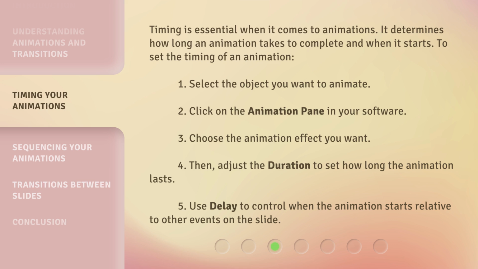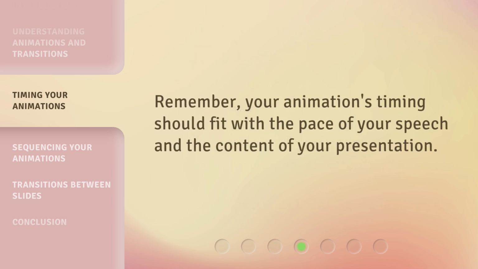2. Click on the animation pane in your software. 3. Choose the animation effect you want. 4. Then, adjust the duration to set how long the animation lasts. 5. Use delay to control when the animation starts relative to other events on the slide. Remember, your animation's timing should fit with the pace of your speech and the content of your presentation.